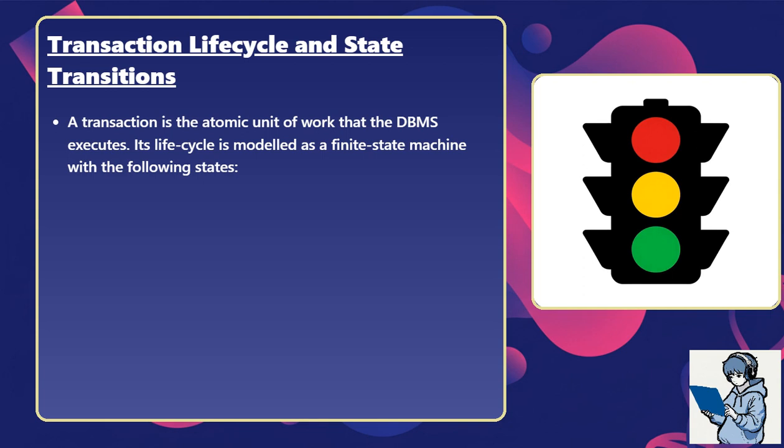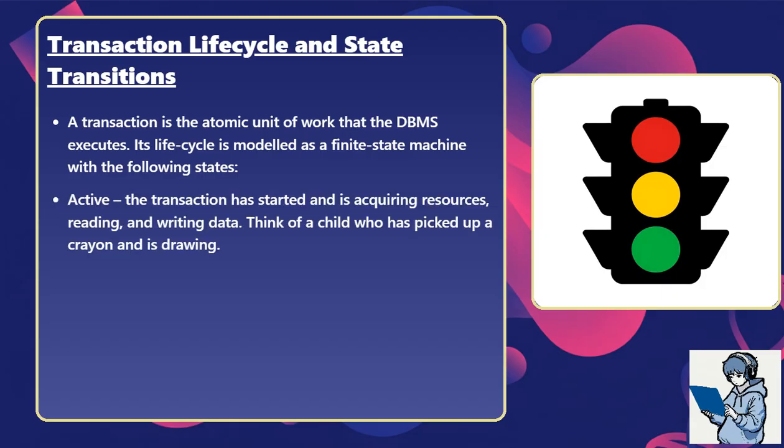A transaction is the atomic unit of work that the DBMS executes. Its life cycle is modeled as a finite state machine with the following states. Active: the transaction has started and is acquiring resources, reading and writing data. Think of a child who has picked up a crayon and is drawing.